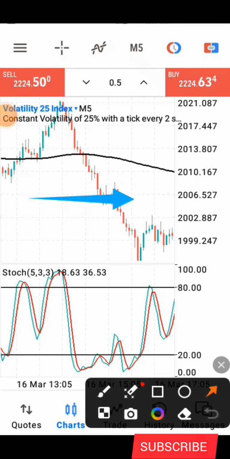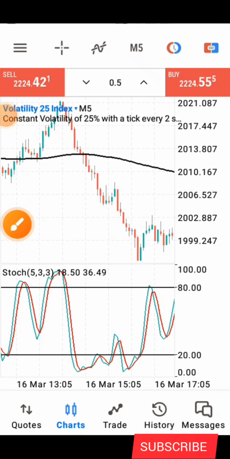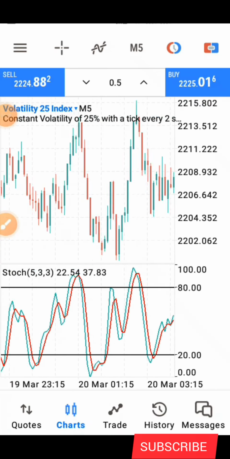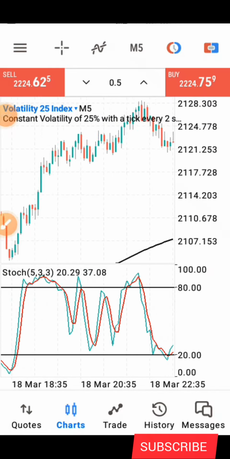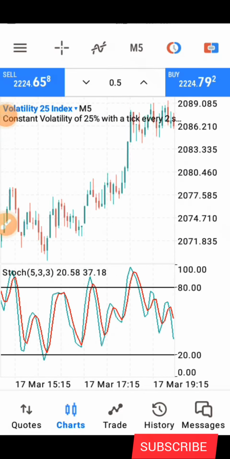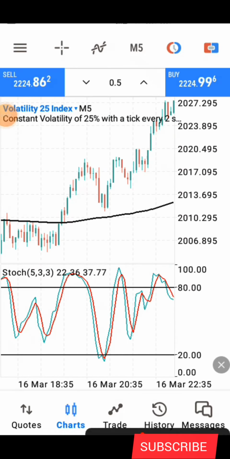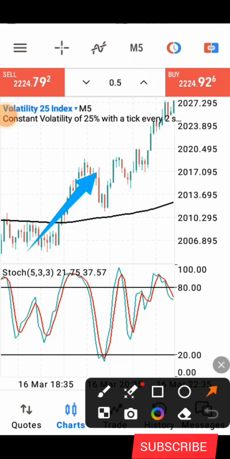So anytime you see the price is above this area, above the black moving average, all the trades you are going to be taking are going to be buy trades. When it's below it, you take sell trades only, and when it's above it, you take buy trades only. That is how to analyze with this strategy.